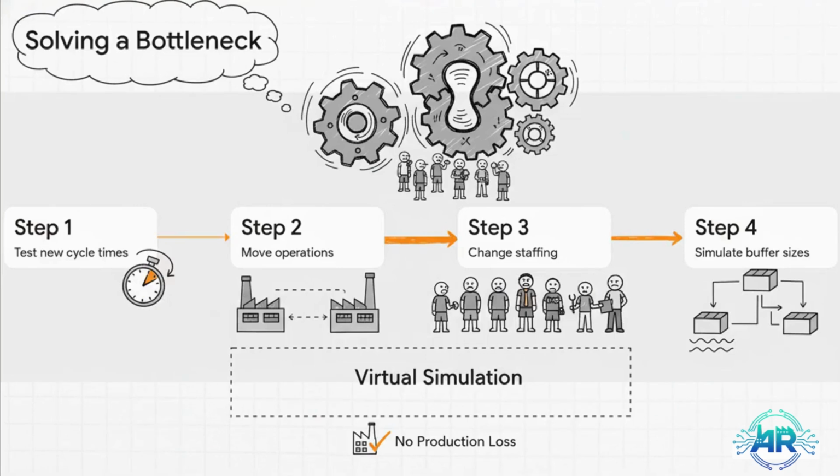Let's make this really concrete. Say you've got a stubborn bottleneck. Well, in the digital twin, your engineering team can try literally everything. They can tweak the cycle times a little bit, they can virtually move a task from one station to another, they can play with the staffing levels, or see what happens if they just add a small buffer. All of this is happening in the virtual world without a single second of lost production on the real floor.